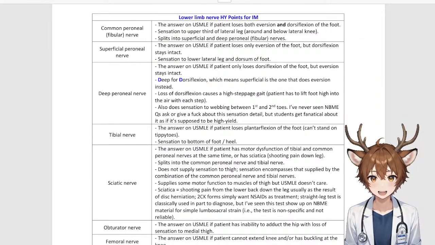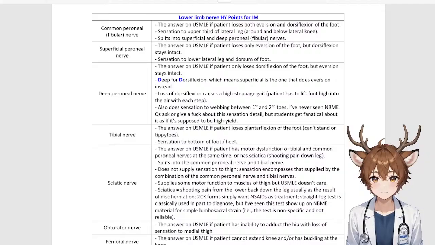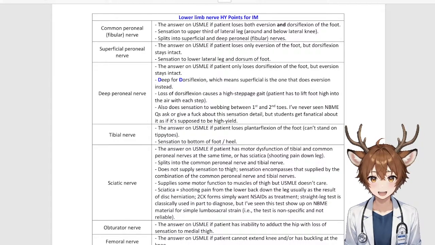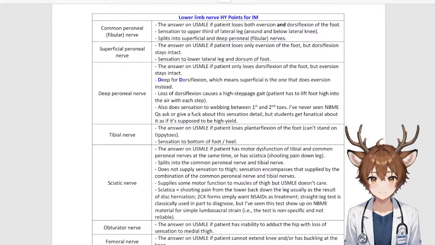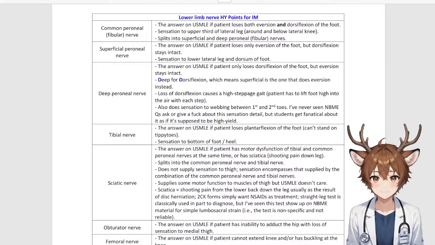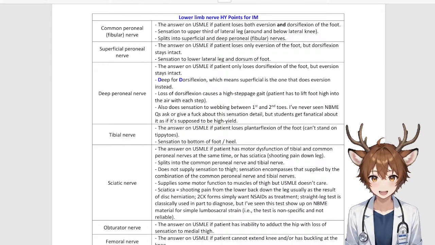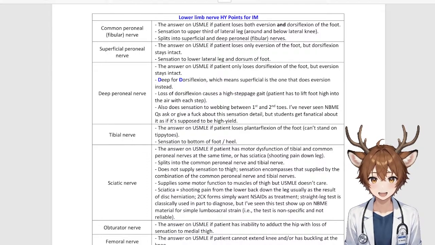Lower limb nerve high yield points for internal medicine. Common peroneal, fibular nerve. The answer on USMLE if the patient loses both eversion and dorsiflexion of the foot. Sensation to upper third of the lateral leg, around and below the lateral knee. Splits into superficial and deep peroneal, fibular nerves.